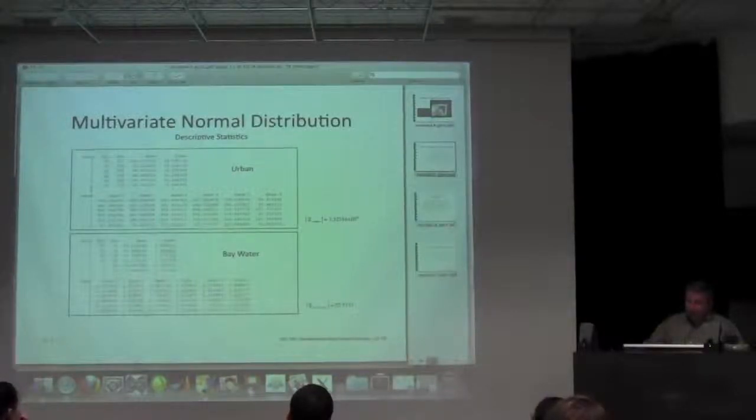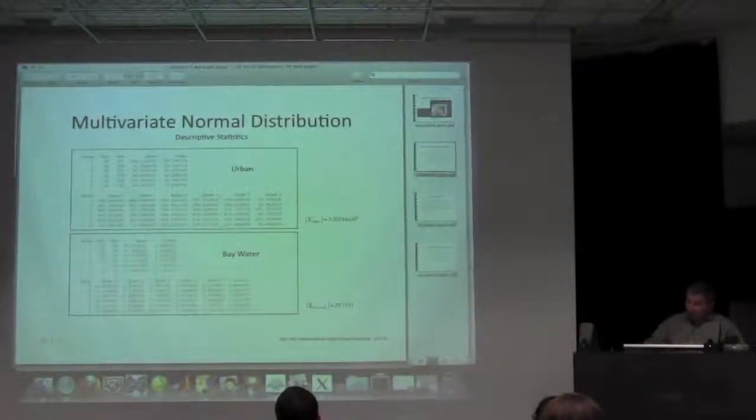These are just screen grabs from there. For bands 1 through 6, it's actually bands 1, 2, 3, 4, 5, and 7 of Landsat, but they're just labeled 1 through 6. You get the min and the max for each band, the mean, and the standard deviation. You can see that for that urban scene, the standard deviations are pretty high. For the Baywater, they're pretty low. That's what you expect when you're looking at those clusters.